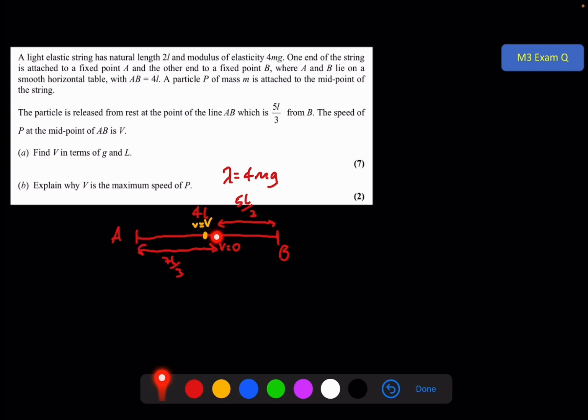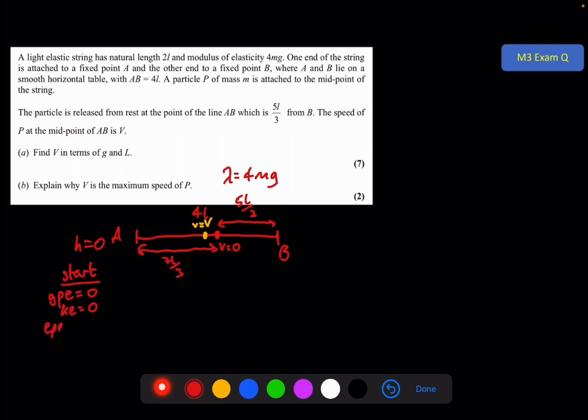So the string here is stretched more than this one is, so it has a greater tension, which means when it's released from rest here, it moves this way. And that makes sense given what we've been told about the midpoint speed being v. So putting all of the energy in, we've got at the start GPE equals 0 because it's all happening on a horizontal level. Kinetic energy equals 0 because it was released from rest.